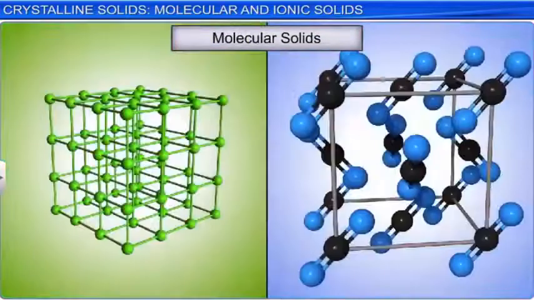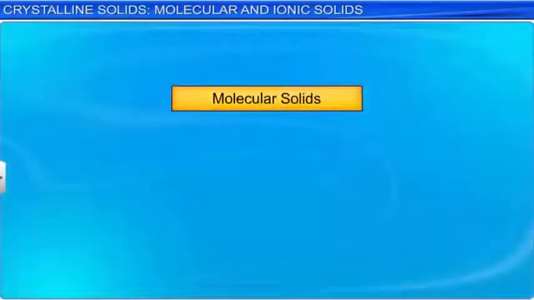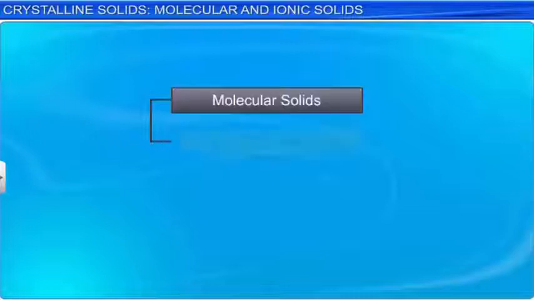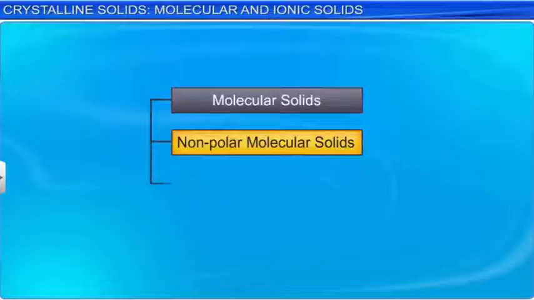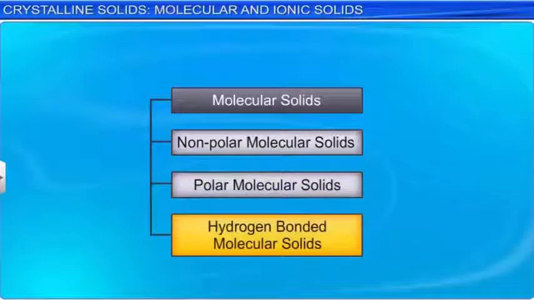The constituent particles in these types of solids are either atoms or molecules. The atoms or molecules are held together by weak forces of attraction. Further, on the basis of the nature of the intermolecular forces of attraction, molecular solids are divided into non-polar molecular solids, polar molecular solids, and hydrogen-bonded molecular solids. Let's discuss each in turn.